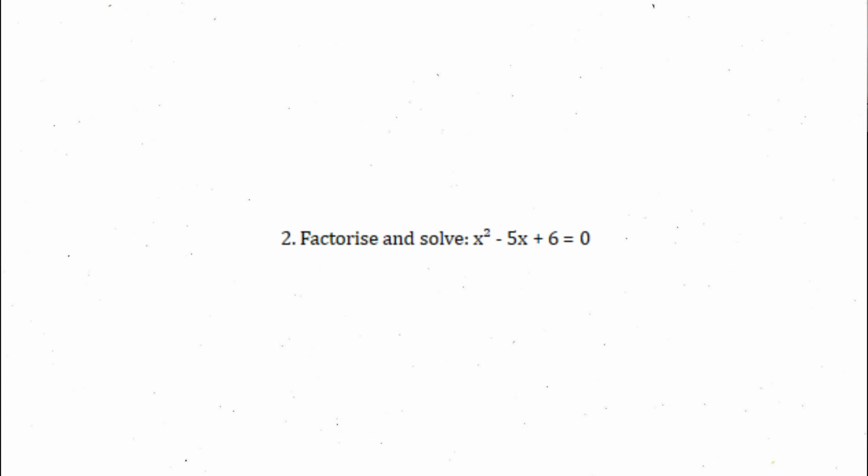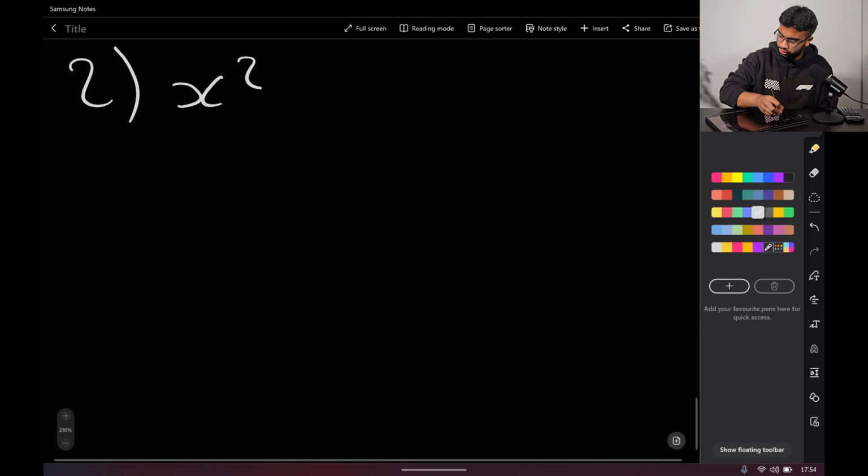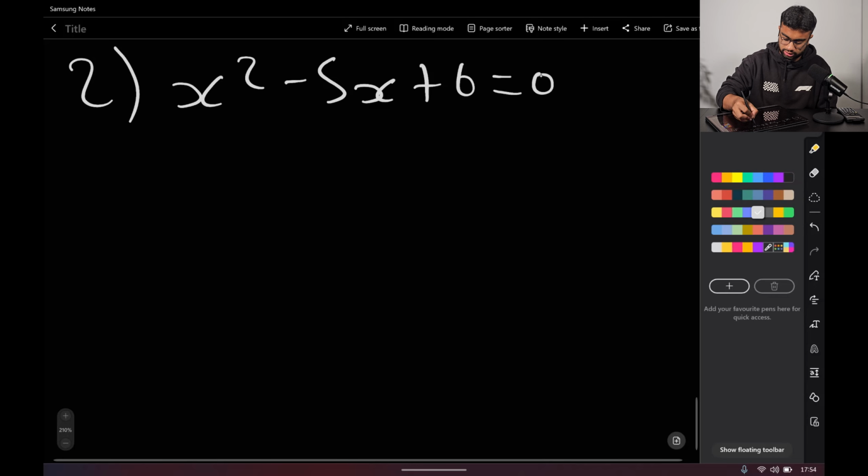If we wanted to double check our answers, we could just sub in the x and y values into our second equation and make sure that it's still correct. Question 2 tells us to factorize and solve the equation x squared minus 5x plus 6 equals 0.